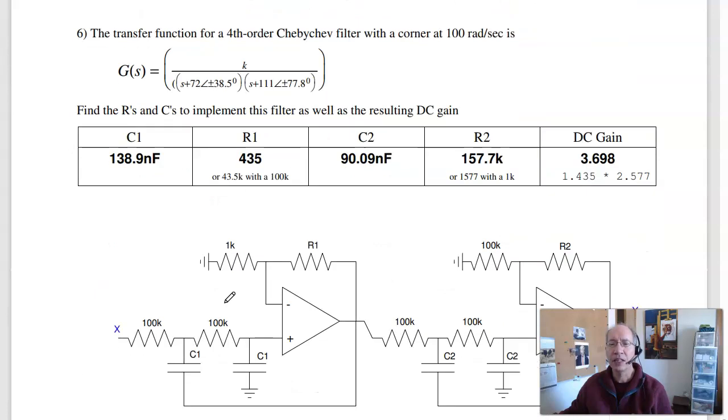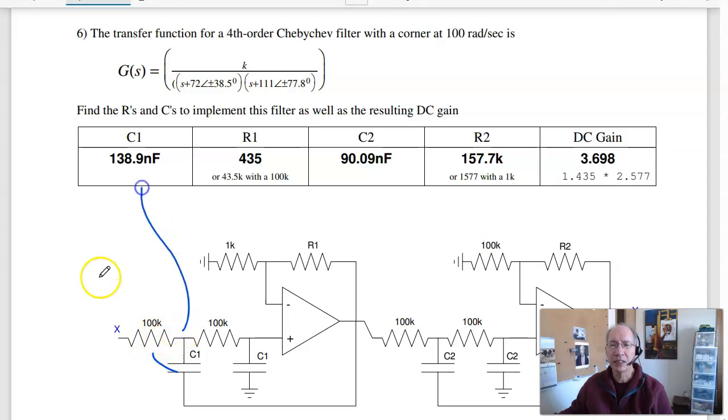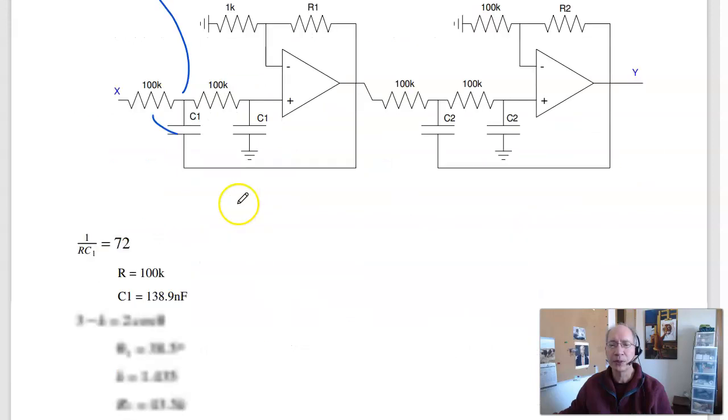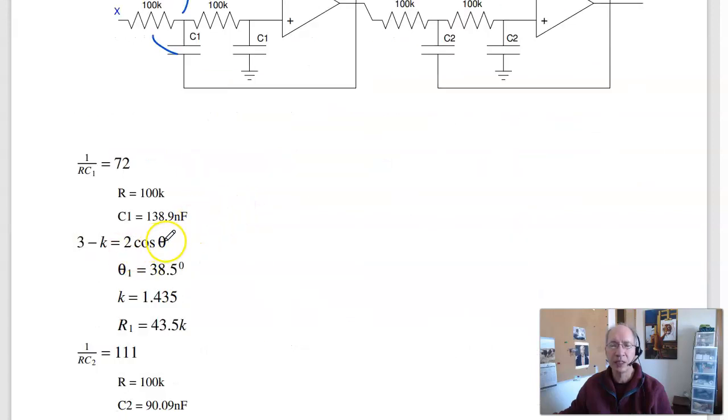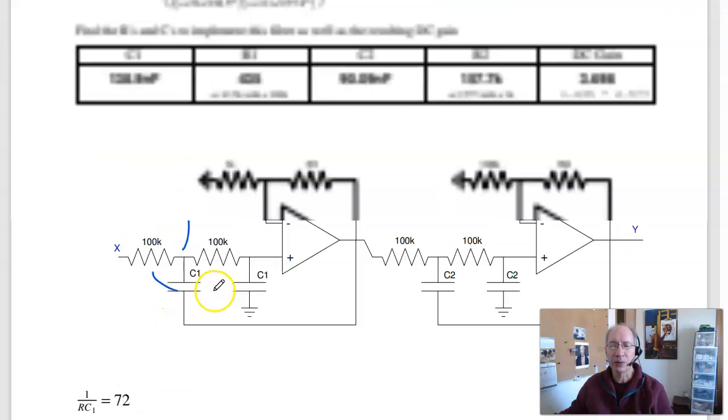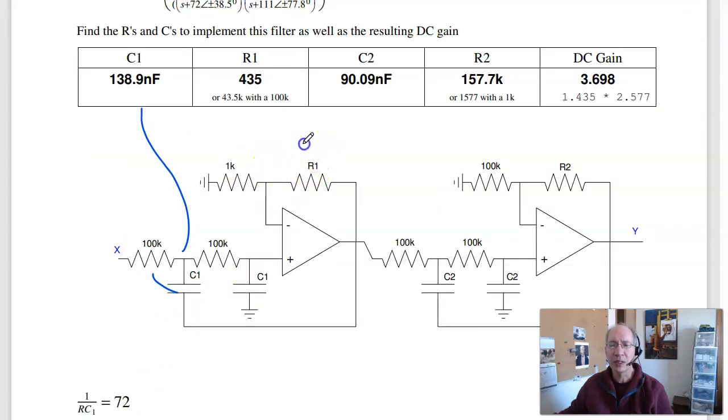And finally, here's a filter. Find R's and C's to implement this filter. The first one, 1 over RC is 72. If R is 100K, C is 138 nanofarads. For the angle to be 38 degrees, I get 3 minus k is 2 times the cosine of the angle, giving you k is 1.43. So this would be 435.